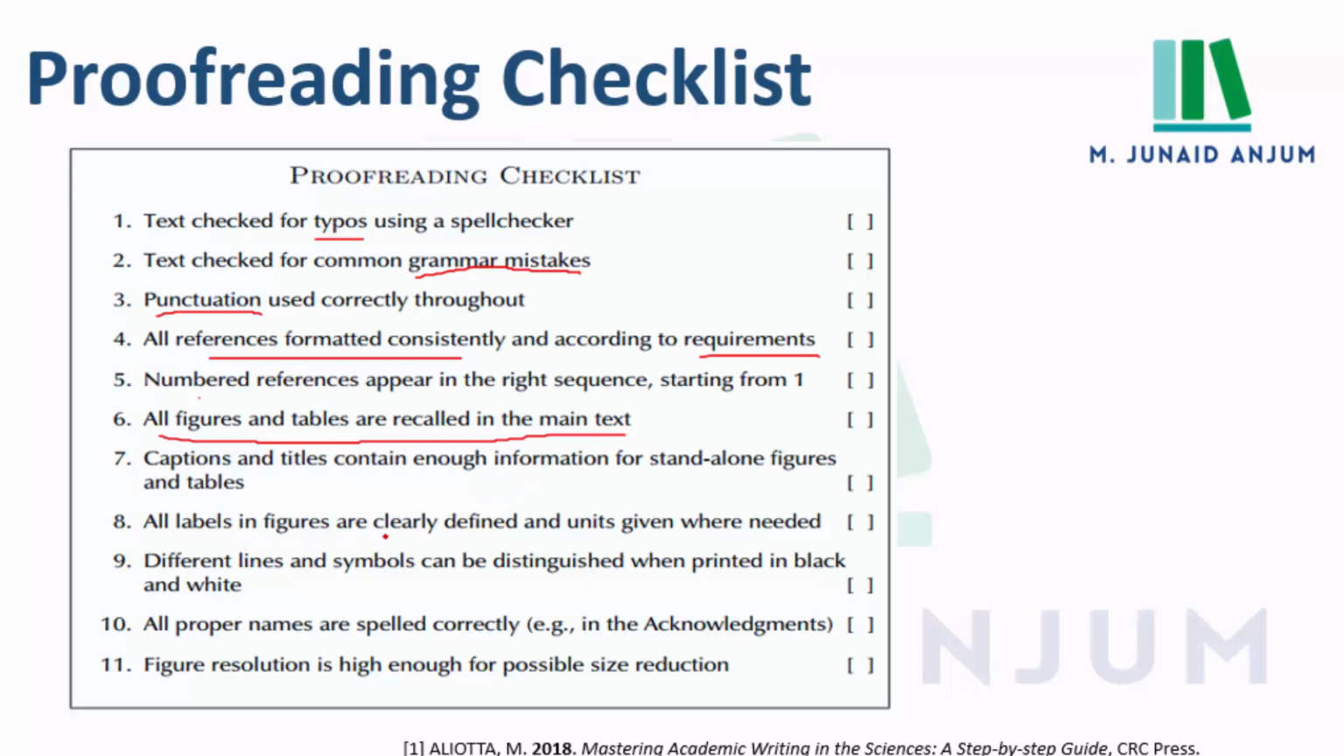All the labels in figures are clearly defined and units given where needed, and you need to learn the guideline about the units, about the particular format and particular general requirements. Different lines and symbols can be distinguished when printed on black and white paper. All proper names are spelled correctly, especially in the acknowledgement, and figure resolution is high enough for possible size reduction. For example, if they reduce the size, their details should not vanish.